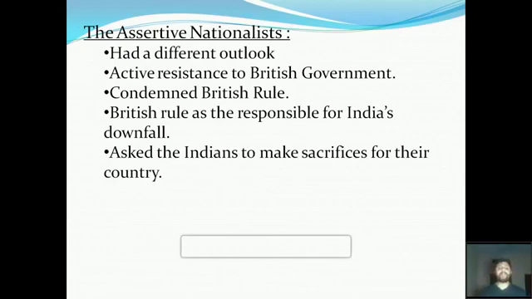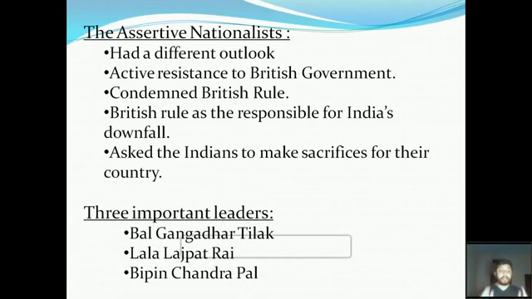Now we are going to see some of the prominent leaders of assertive nationalism. When we were studying the third chapter, we saw three important personalities. I hope you might be remembering. Can you recollect who those leaders were? Yeah, Surendranath Banerjee, Gopal Krishna Gokhale, and Dadabhai Naoroji. These were the prominent leaders of early nationalism.